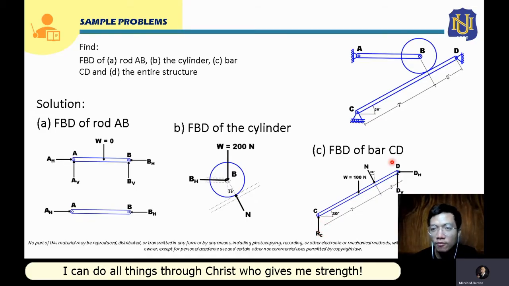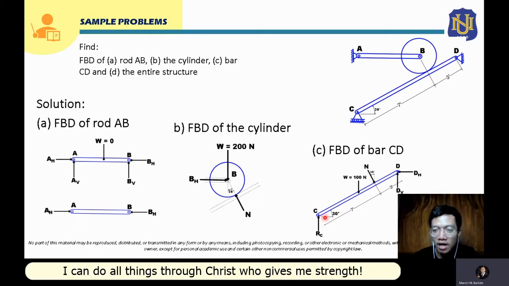Also at point D, our support here is a hinge. So again, there will be two reaction forces here, one vertical and one horizontal. We will label the horizontal reaction as DH and the vertical reaction as DV.